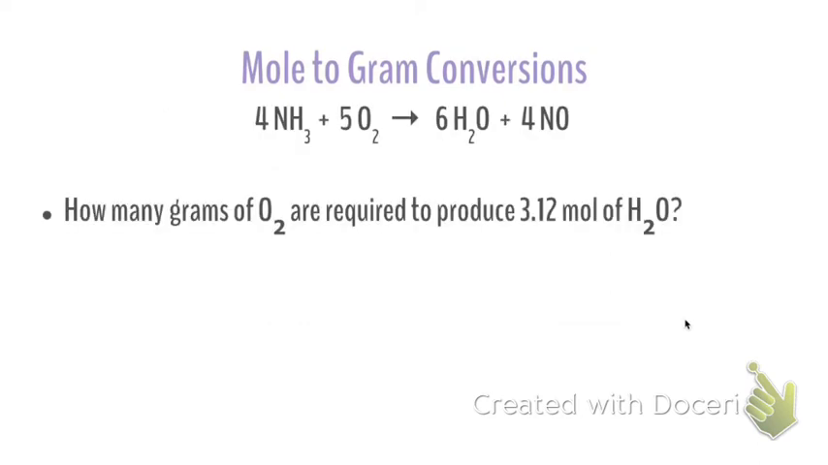It's already balanced for you. It says how many grams of O2 are required to produce 3.12 moles of H2O. Right? It does not matter to us here that we're starting with a product amount and we're working backward to find a reactant amount. That does not make a difference. We still solve it exactly the same way. Right? Start here with moles of H2O. Right? And then go to find grams. So I'm going to give you a little head start and then I'll get it up here on the board.